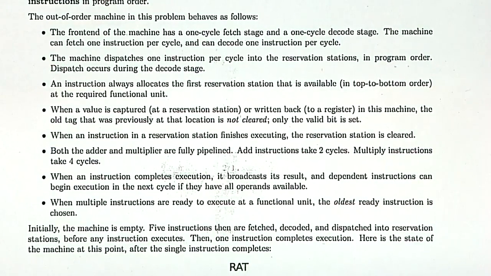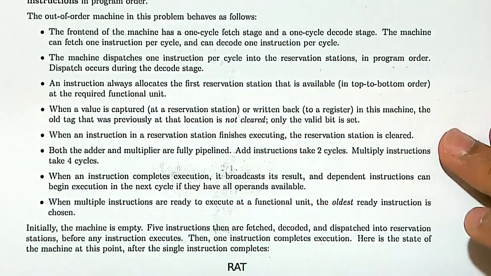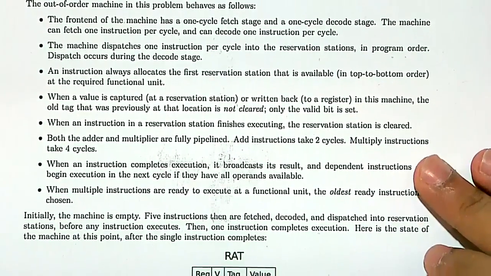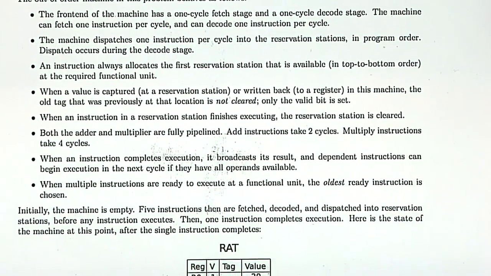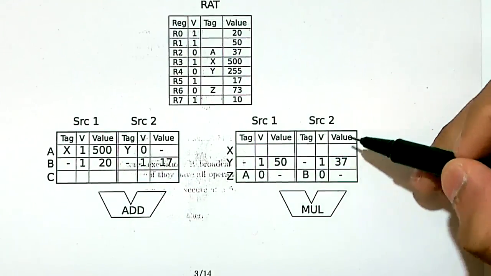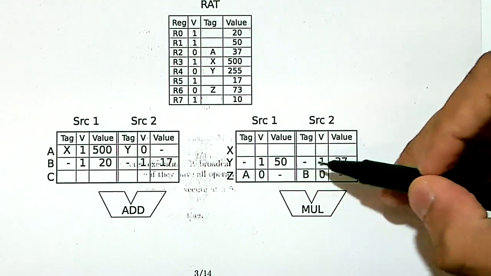Okay? Then we have that the machine dispatches 1 instruction per cycle into the reservation stations in program order. So that's in-order dispatch. And this occurs in the same stage as decode. Then the instruction always allocates the very first reservation station that's available in top to bottom order at the required functional unit. So if we have the reservation station here, you're always going to allocate the first available entry.